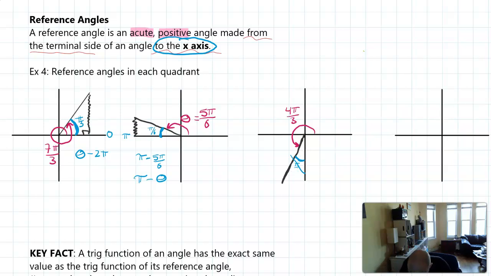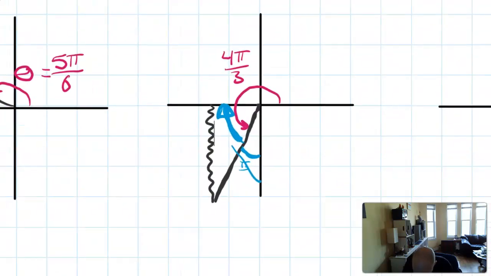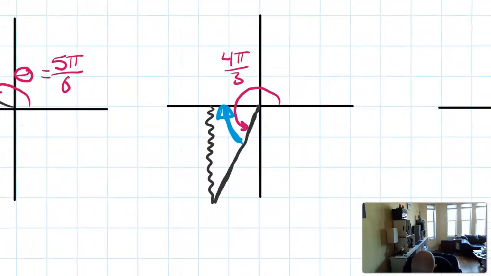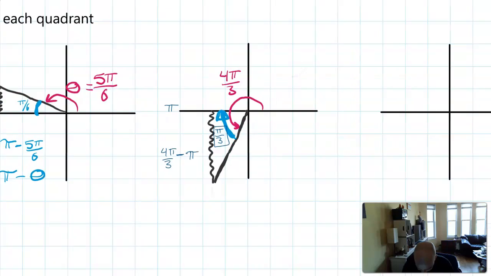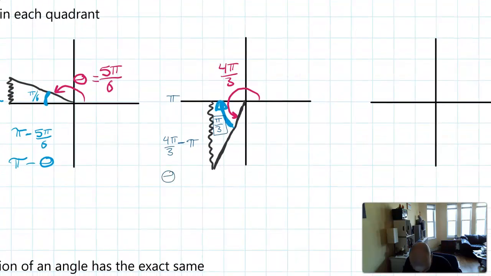So instead, the reference angle is actually going back to the x-axis, and when we make our little trig triangle like we're used to, that's the triangle we're trying to make. So in this case then, I would do 4 pi over 3 minus pi, because pi is the smaller of the two angles, which gives me 1 pi over 3 as the reference angle. And I guess generally, in quadrant 3, you would do theta minus pi to get the reference angle.